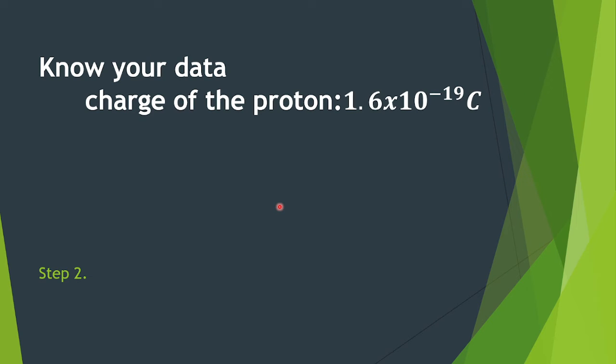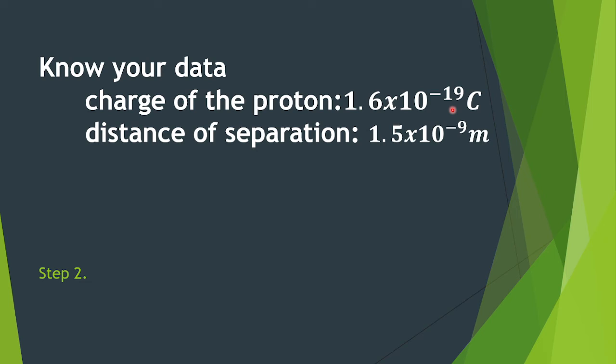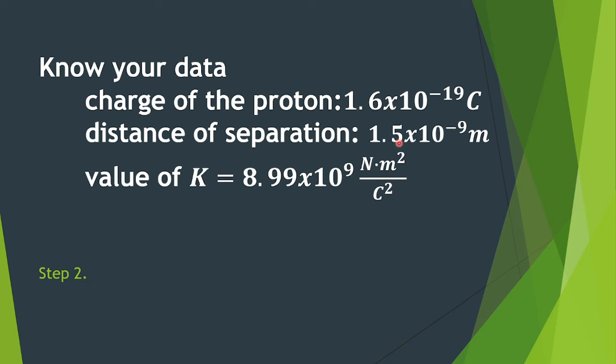We have the value for the charge of the proton, which is 1.6 times 10 to the negative 19 coulombs, and we also have the distance of separation, which is 1.5 times 10 to the negative 9 meters. And we also have the value for K, which is 8.99 times 10 to the positive 9 newton times meter squared per coulomb squared. So that's our step 2.